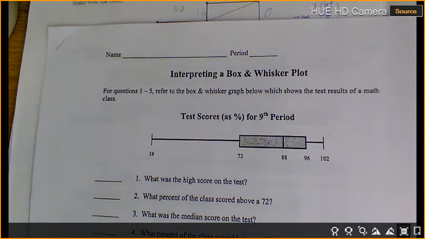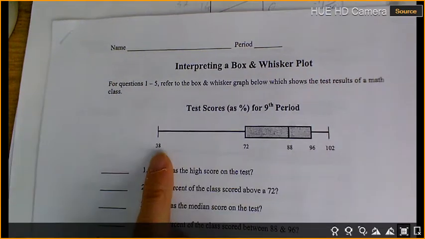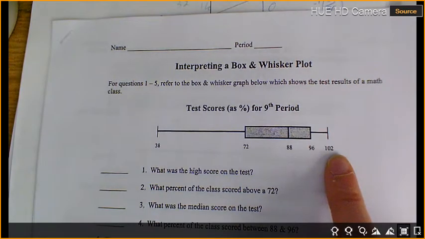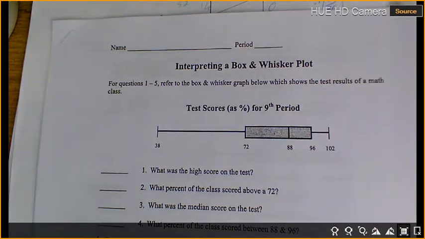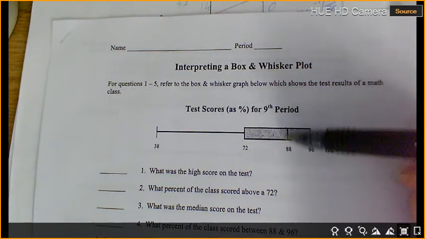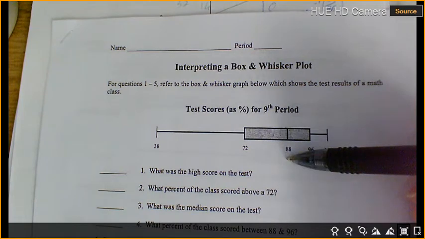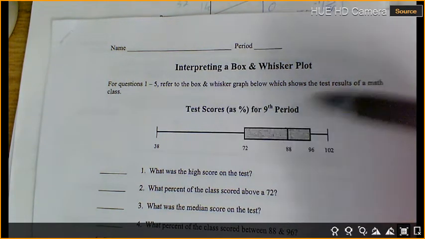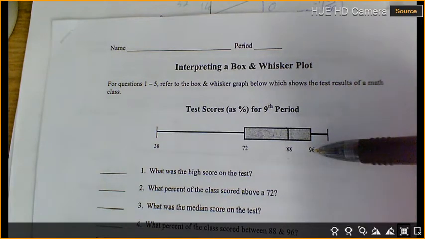We've got 38 being the smallest percentage, 102 being the biggest percentage. It looks like the majority of my information is in here. 88% was the median. 72% was the first quartile. 96% is the third quartile.